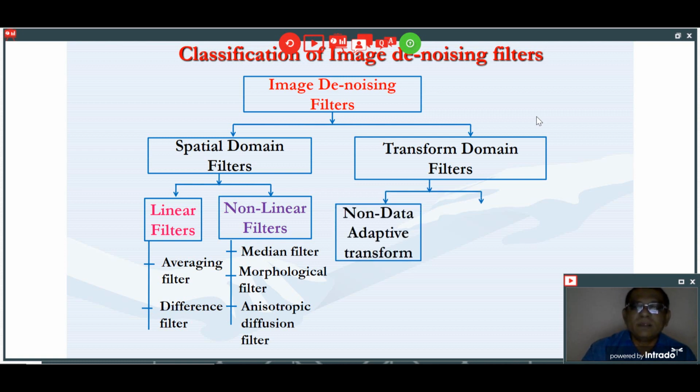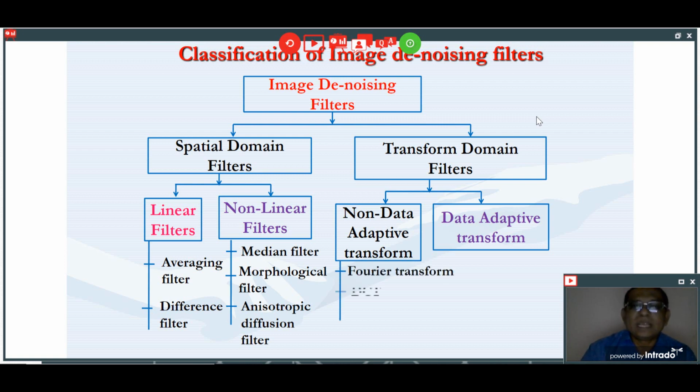In transform domain, we have two different types of transform which I have already mentioned. That is, the basis function depends on the statistics of the data, or the basis function is independent of the statistics of the data. So Fourier transform, DCT, and wavelet all come under the umbrella of data independent transforms, where the basis function is independent of the statistics of the input image. Here we have PCA and ICA, which are widely used for dimensionality reduction.